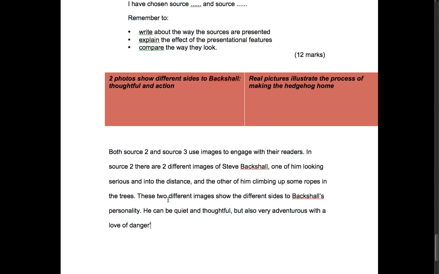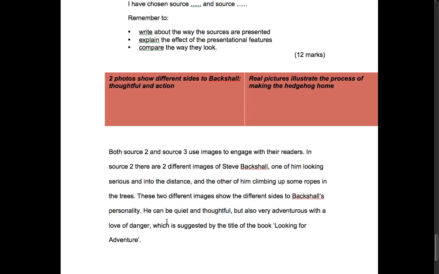Now, I haven't mentioned it here, but one of the things that you can do is sometimes use quotations from the text just to support the things that you're doing. I can't think of one necessarily here, unless I take it from the idea that the book is called Looking for Adventure. Maybe I'll do that. Yeah, he can be very quiet and thoughtful, but also very adventurous with a love of danger, which is suggested by the title of the book, Looking for Adventure.